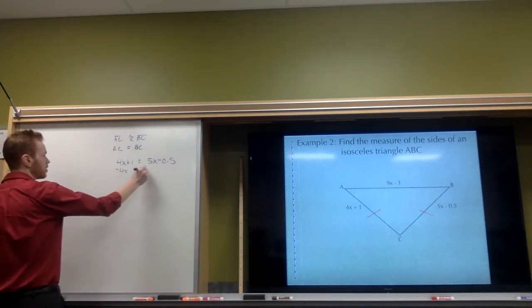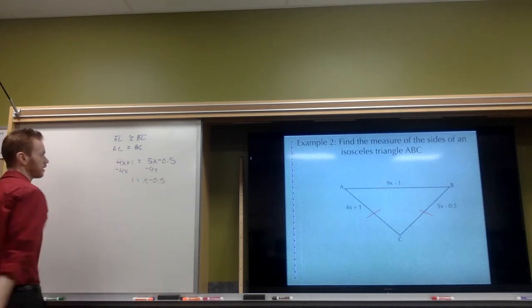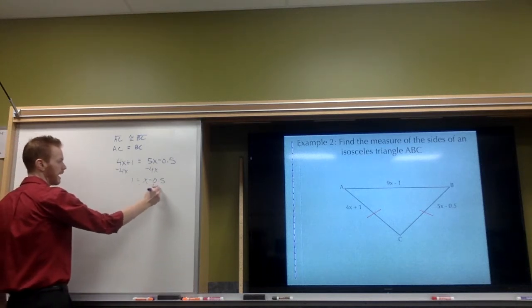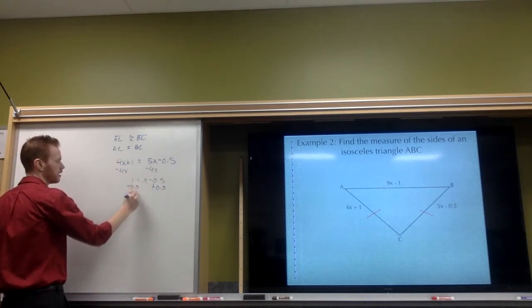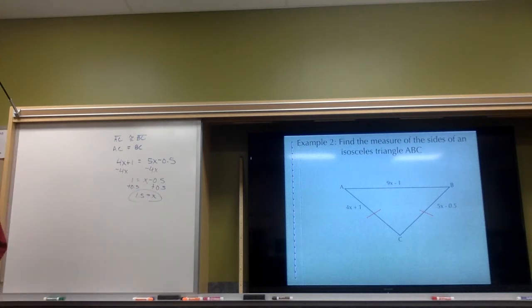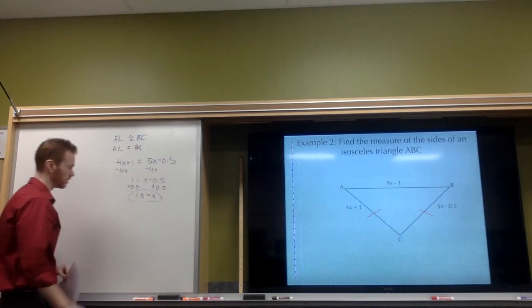All right, combine terms. Get the x's to one side. So subtract the 4x. And then to get x by itself, I'm going to add the half. So 1.5 is going to be x. Now, that's great, but it wants me to find the measure, so I'm going to have to plug this back into each one of those sides.